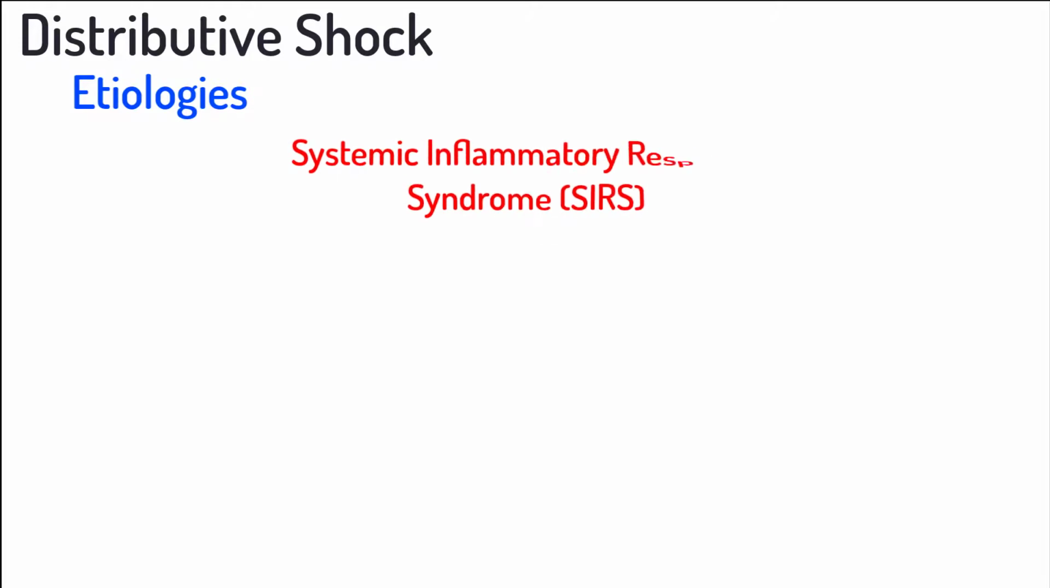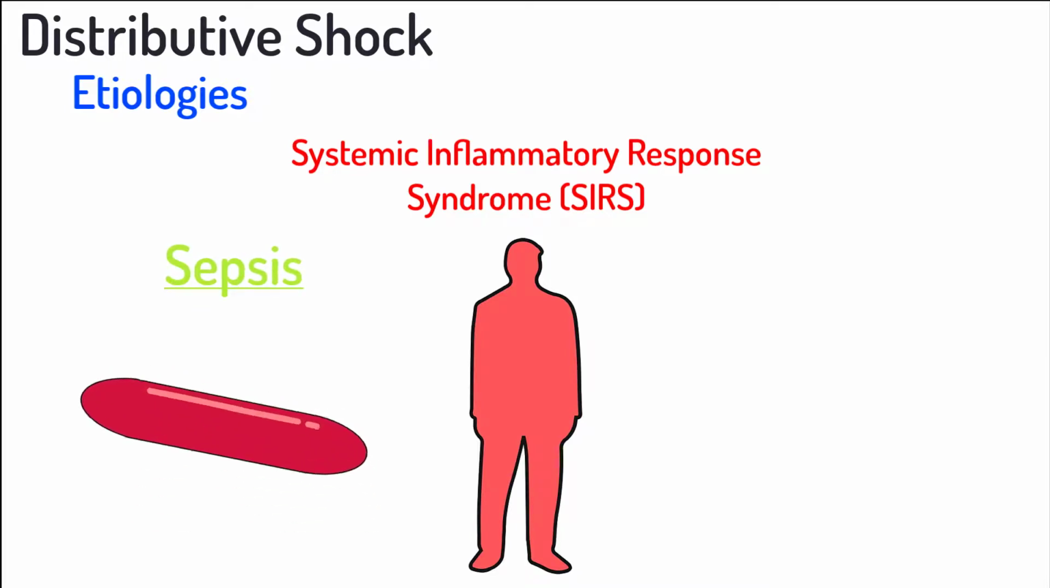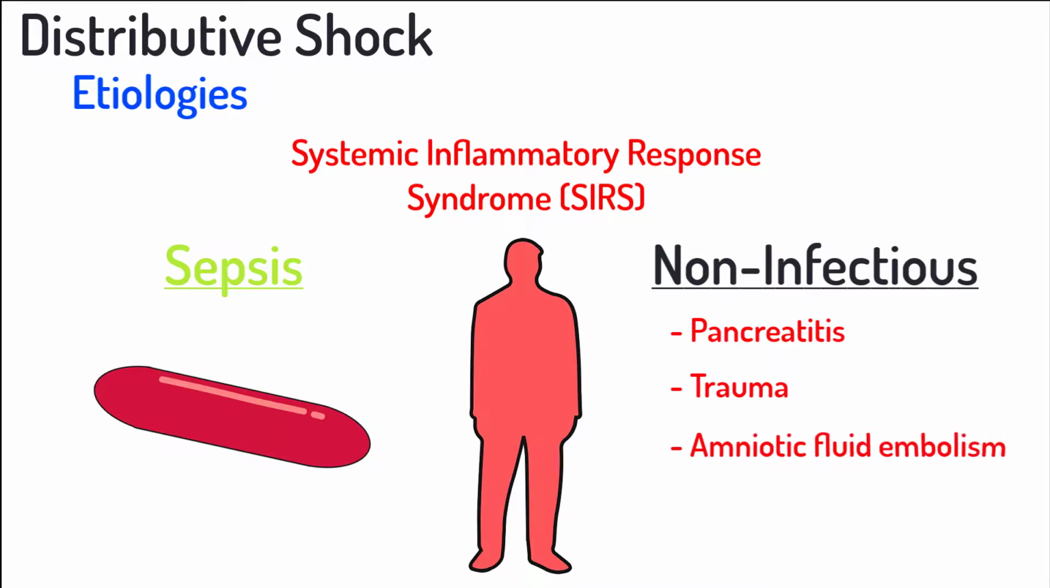Systemic inflammatory response syndrome, or SIRS, represents a very important example of this phenomenon. This term is applied to the clinical syndrome resulting from a robust inflammatory response that is triggered by some form of major bodily insult. The term sepsis is used if this insult is infectious in nature, but non-infectious causes such as pancreatitis, trauma, amniotic fluid embolism, etc. can serve as triggers for SIRS as well.